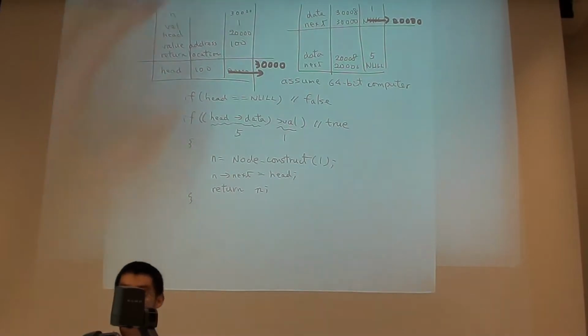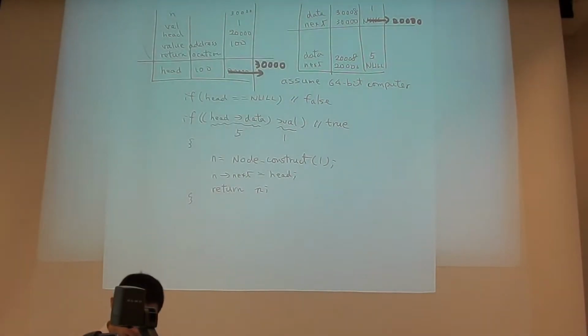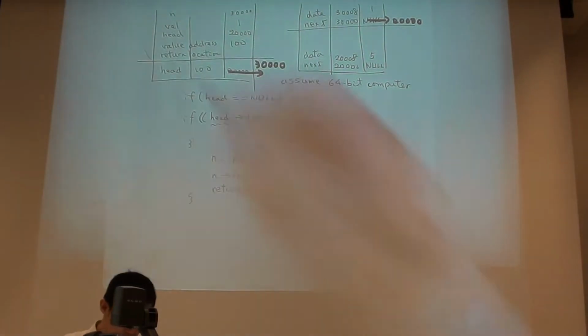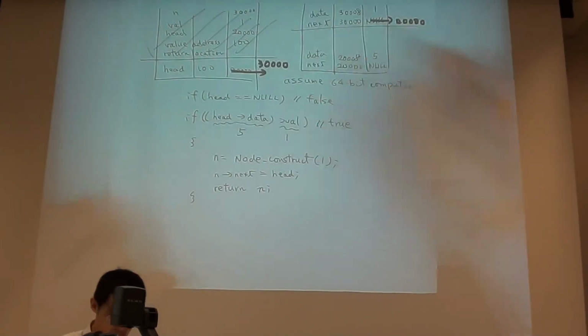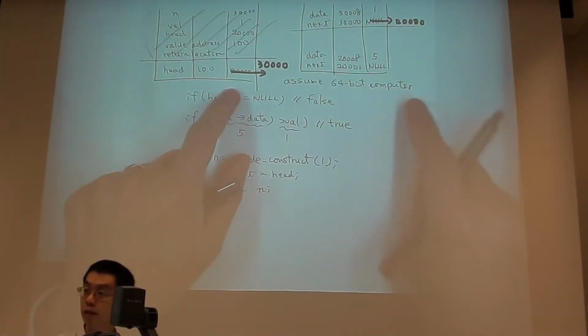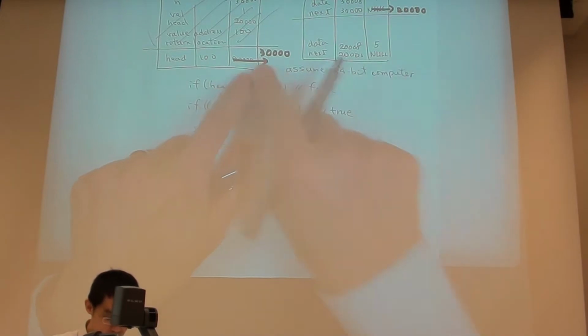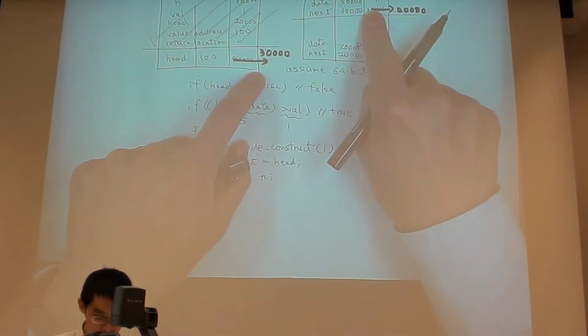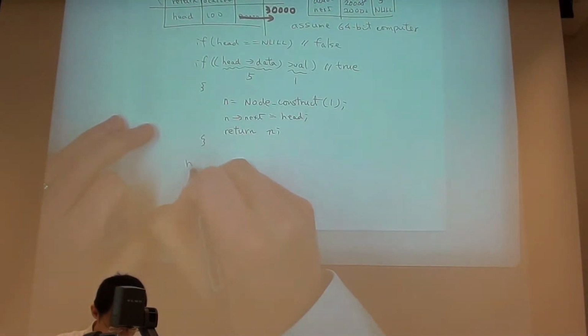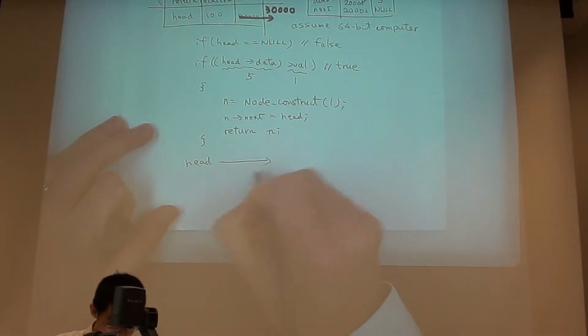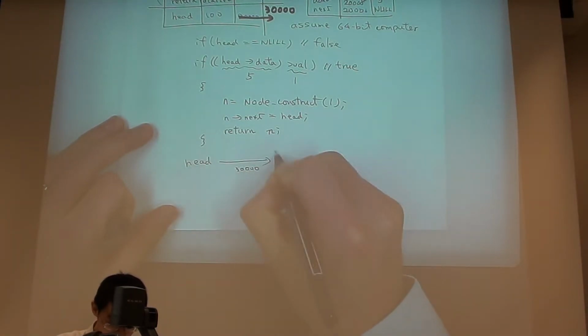So after the insert function finishes, this one gets popped. This is what is in your stack memory. This is what is in your heap memory. This 30,000 points to this place. So after the insert function returns, this points to 30,000.